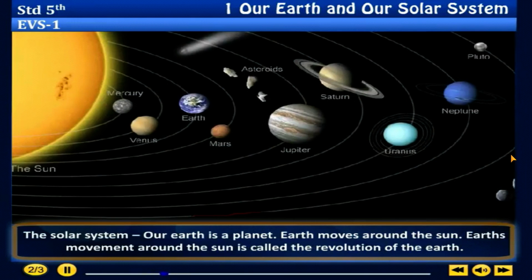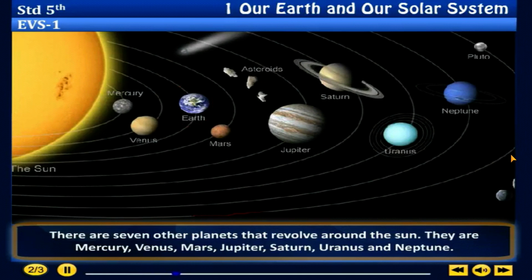The solar system. Our Earth is a planet. The Earth moves around the Sun. The Earth's movement around the Sun is called the revolution of the Earth. There are 7 other planets that revolve around the Sun. They are Mercury, Venus, Mars, Jupiter, Saturn, Uranus and Neptune.